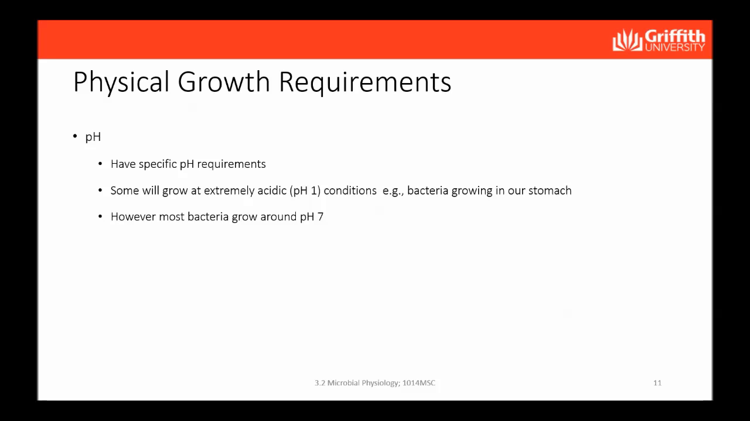Bacteria have specific pH requirements as well. Some may survive in low pH conditions, such as the acidic conditions inside our stomach. Helicobacter pylori is a stomach bacteria that is responsible for causing peptic ulcers. However, most bacteria grow around a pH of 7, or neutral pH conditions.